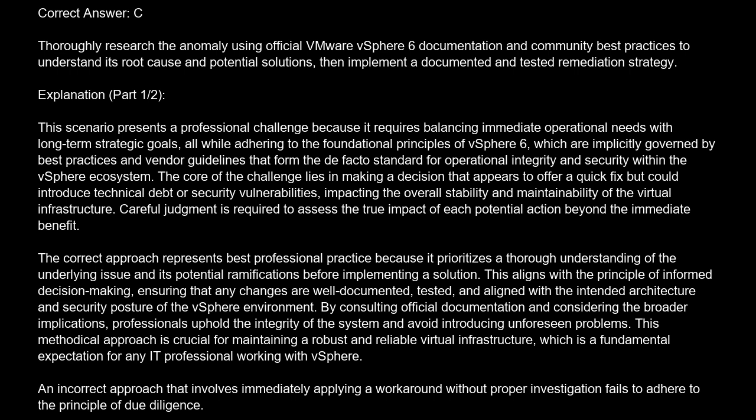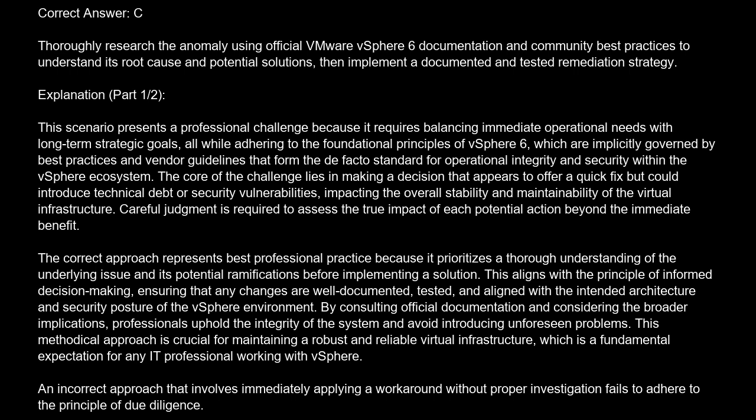The core of the challenge lies in making a decision that appears to offer a quick fix, but could introduce technical debt or security vulnerabilities, impacting the overall stability and maintainability of the virtual infrastructure. Careful judgment is required to assess the true impact of each potential action beyond the immediate benefit.